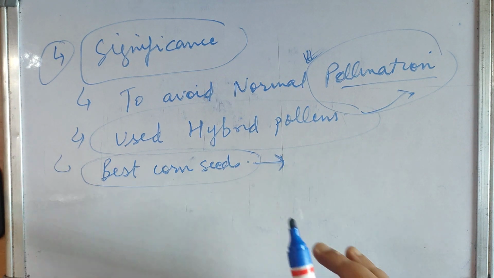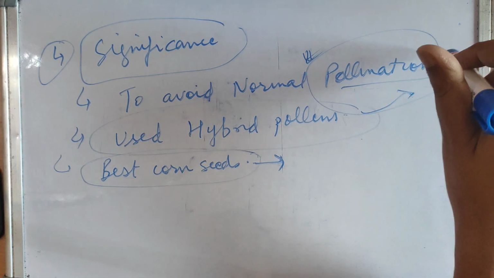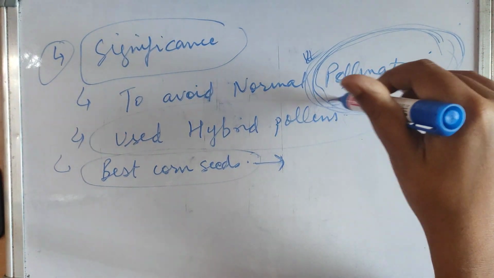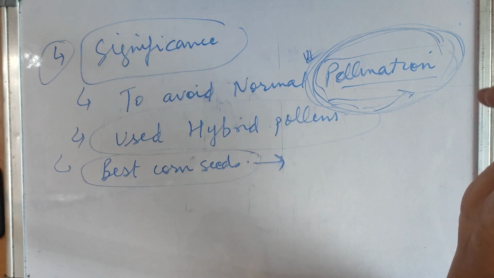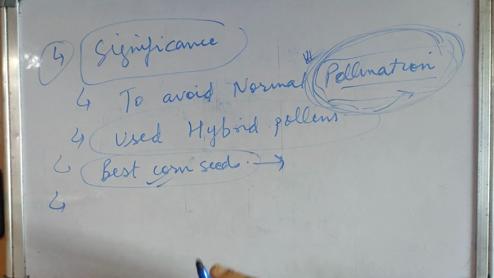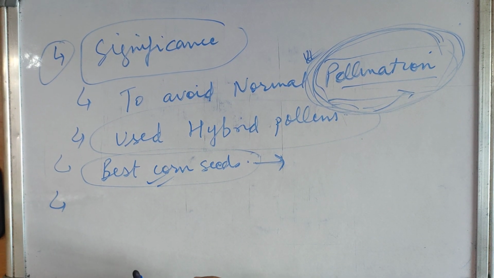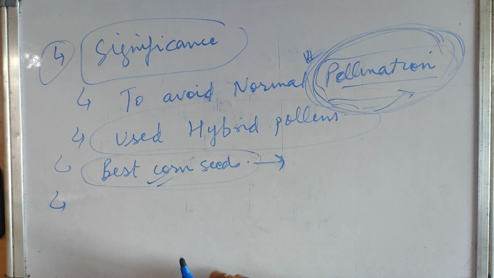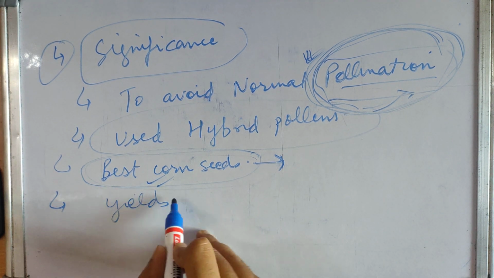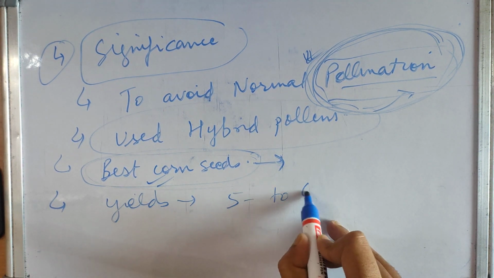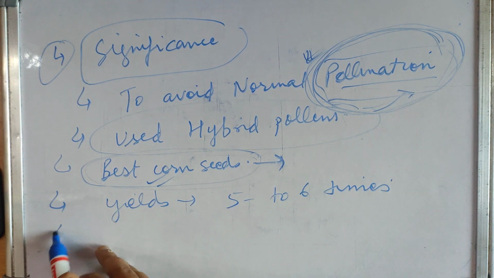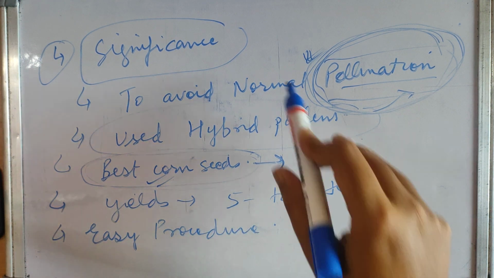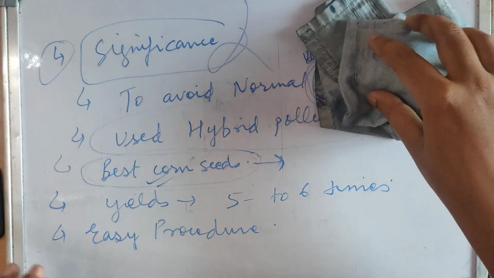So we know that farmers produce seeds for the next season. If you have practical knowledge, if you have ever been in the fields, you would see that farmers detassel the crops so that the next seeds through hybridization are the best seeds. And after detasseling, the yields can increase by 5 to 6 times, and it is an easy procedure that can be easily done in the farms. So this was the significance of detasseling.